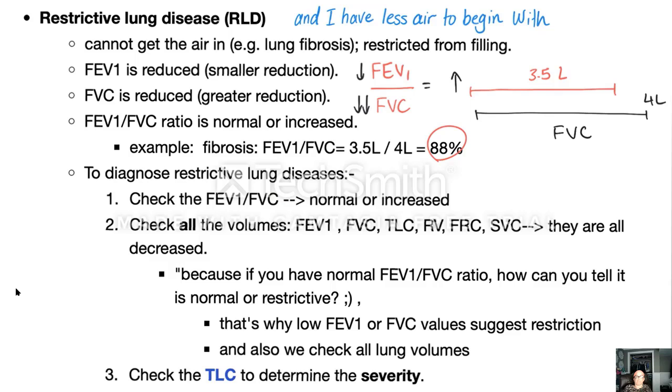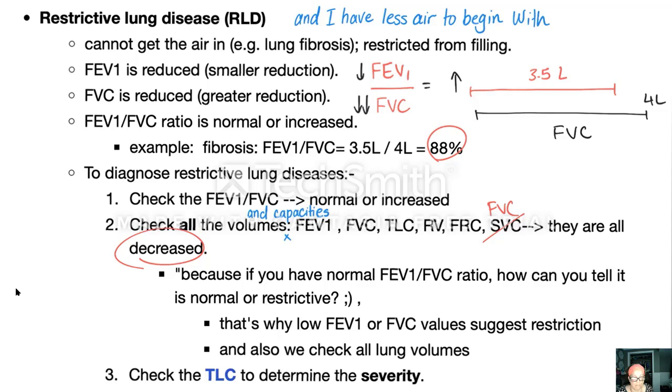So, to diagnose a restrictive lung disease such as lung fibrosis, step number 1, check the FEV1 FVC ratio. It's going to be normal or increased. Then, check all of the volumes, FEV1, FVC, TLC, RV, FRC, they are all decreased. Why? Because my lung is restricted from filling. I have less air coming into my lung, and therefore I will have less air coming out of my lungs.